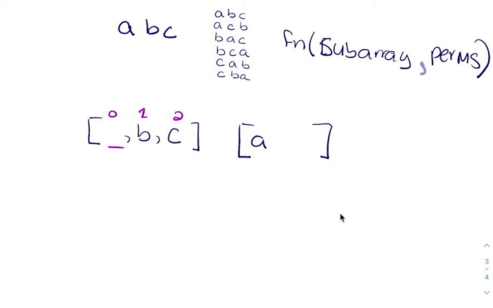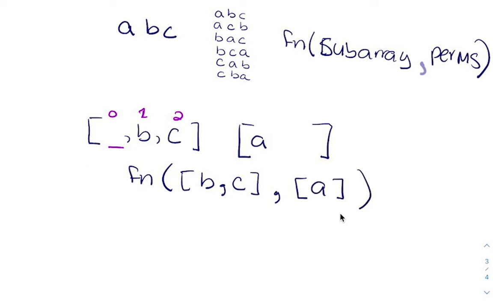Okay, so what we're going to do is we're going to take this function and we're going to recurse. So now we're going to call this function and we're going to pass in the subarray, which is this over here. So we're going to pass in that subarray B, C. And then we're going to pass in also this permutation array, and this represents the permutation that we're currently trying to build. So here, we're going to pass in A. All right? So now we have recursed.